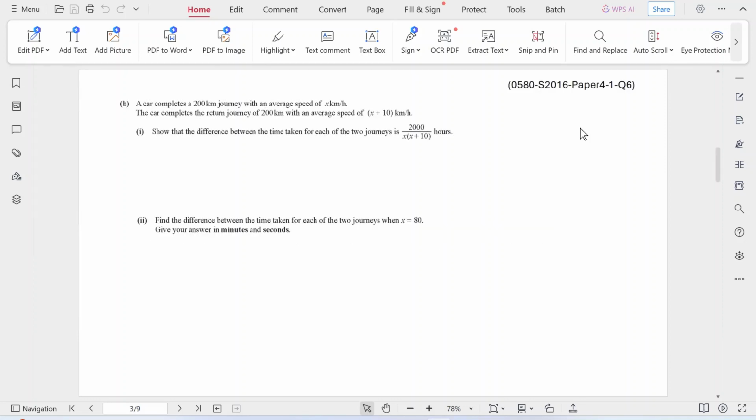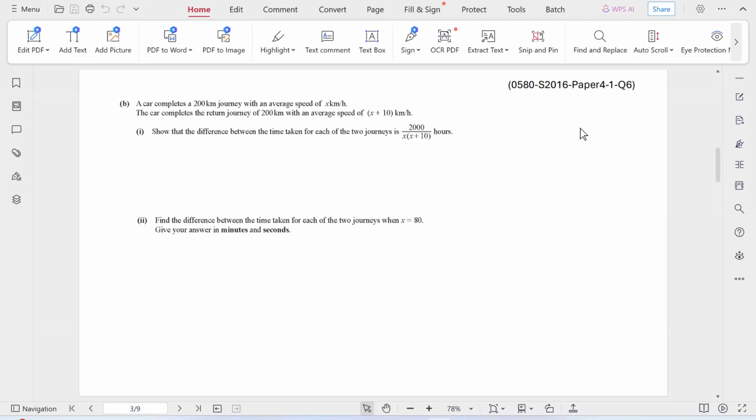A car completes a 200-kilometer journey with an average speed of x kilometers per hour. The car completes the return journey of 200 kilometers with an average speed of x plus 10 kilometers per hour. Show that the difference between the time taken for each of the two journeys is 2000 over x times x plus 10 hours.